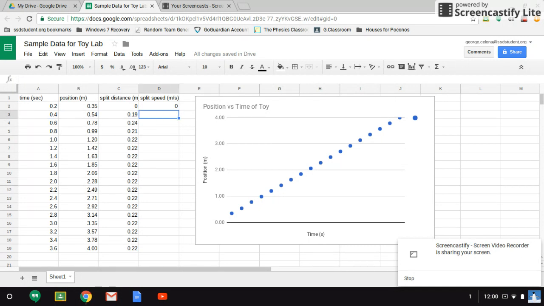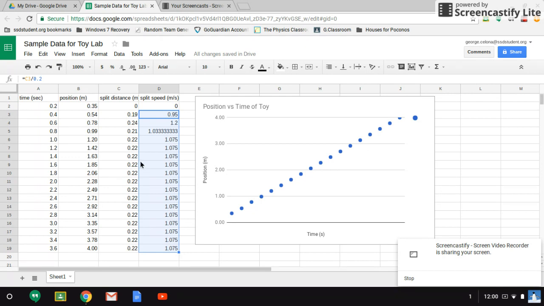So what I'm going to do is say equals again. I'm going to take how far it went in that time, so that's 0.19 meters, and I'm going to divide that by 0.2 because that's the time that it took. And I'm going to push enter. And it gives me that value. And again, click on it, grab the bottom right, and drag down like so. So again, your numbers are most likely going to be varying much more than these numbers, but it was all about the process. At this point, you want to create another graph.